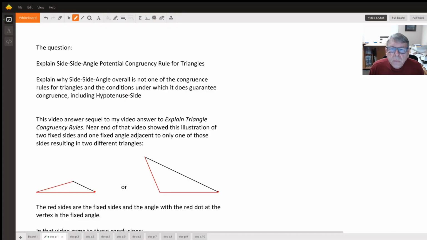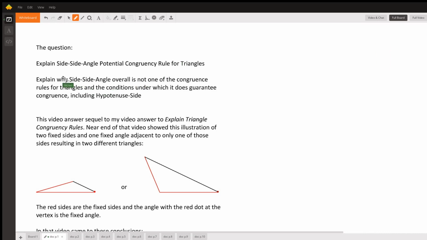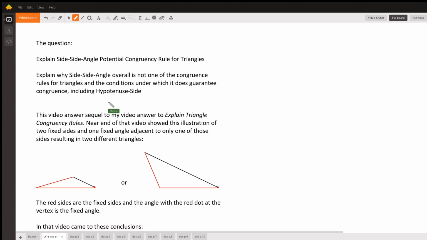Hi, this is Mike Mulholland, and today we're going to look at side-side-angle as a potential congruency rule for triangles. Overall, it's not one of the congruence rules for triangles, but there are conditions under which it does guarantee congruence, including hypotenuse-side, and we're going to look at how that works.